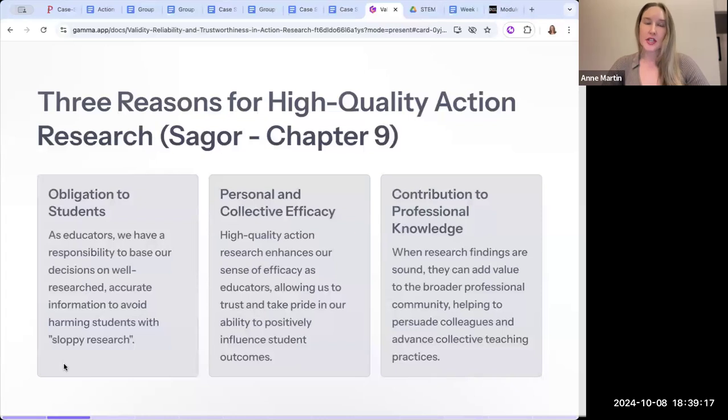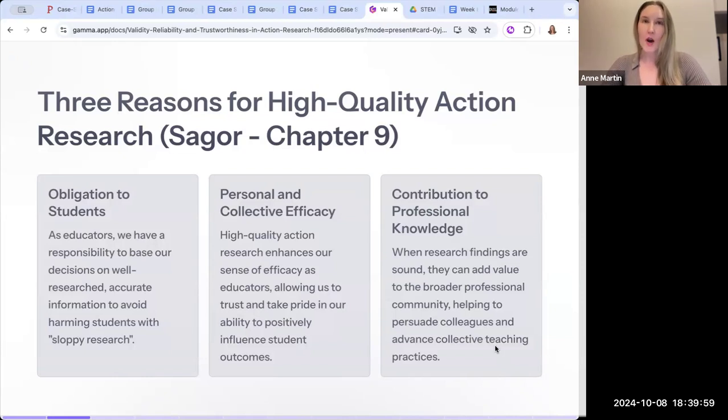Since the purpose of our research is to help students, we need to make sure that it's of the utmost quality to ensure that it's actually doing what we claim to do. So reading this really helps ground you into your why as to why you're doing this. And related to that, of course, your personal and collective efficacy in terms of your ability as a teacher researcher to discover and identify the knowledge that is happening in your classroom, to ask and answer the questions that you are most concerned about to improve your practice. And then, of course, to contribute to the professional knowledge base.